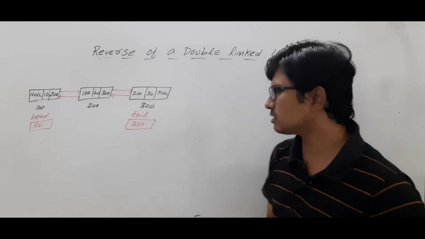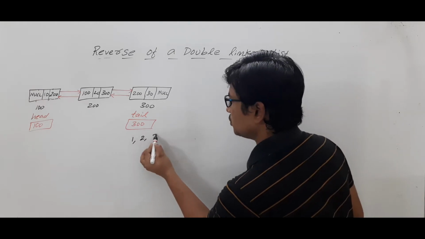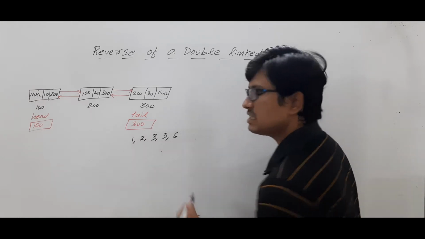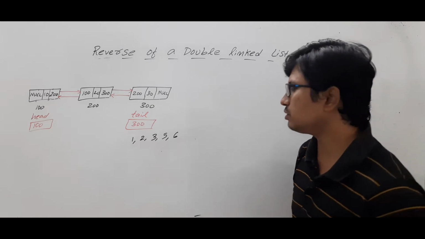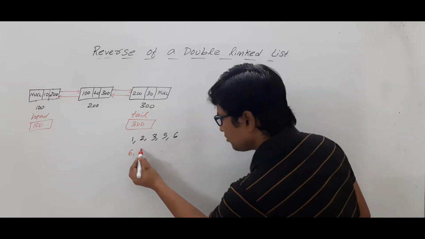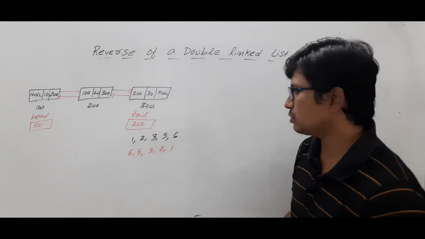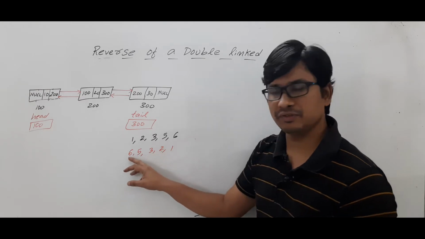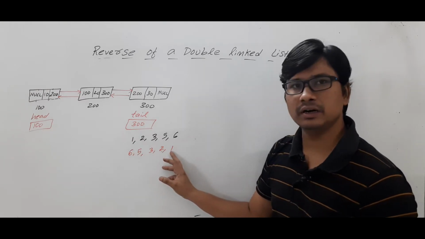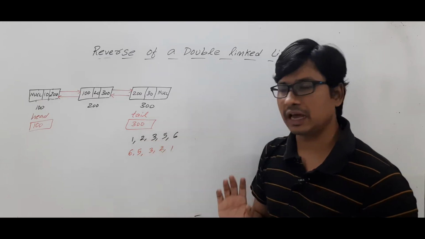What is meant by reverse? Let me take a simple example. We have elements such as 1, 2, 3, 5, 6. Someone asked you to reverse, then what should you get? You should get 6, then 5, then 3, then 2, 1. Am I right? So the last node should become the first node and the first node should become the last node, and the last but one should become the second node. Like that it will happen.